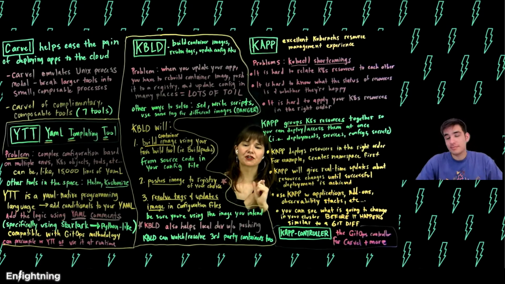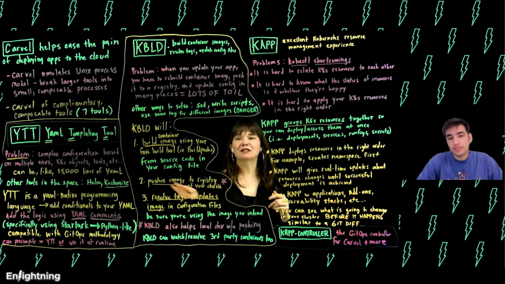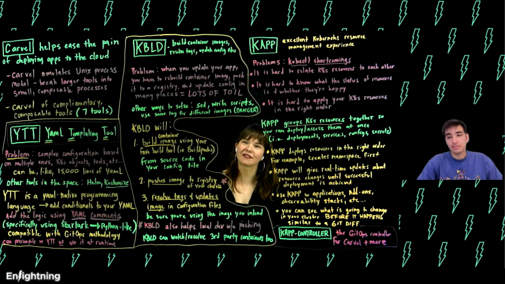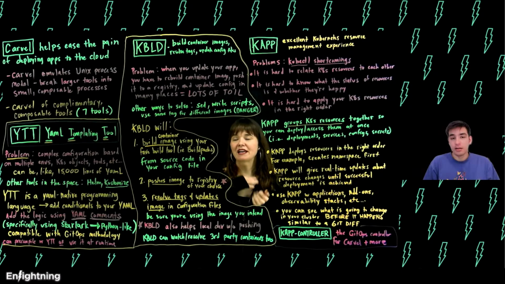So you can be sure you're using the image that you intend, and it can also watch and resolve third-party containers too. The reason you might not want to push your image to a registry is if you're doing it to a local development environment. So you don't have to push if you don't want to, and you don't have to resolve the tags if you don't want to. But if you use the full features of kbld, you would do all of those things.